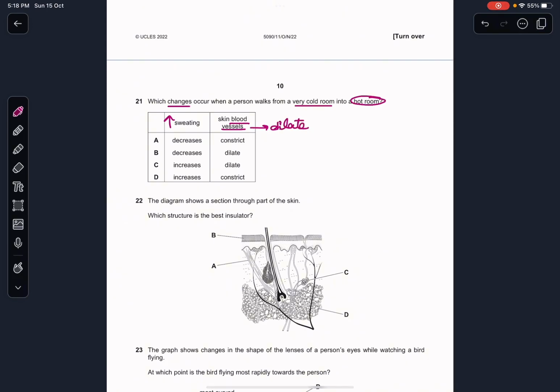They dilate so that they can dissipate all of the warmth and all of the energy within the body to the outside environment, so that the core body temperature can decrease, right? Because the environment that we are in and the surroundings are very hot. So to bring the body into an equilibrium, to cool down the body, this is what happens. So the answer would be the sweating would increase and the skin blood vessels would dilate. So the answer would be C.